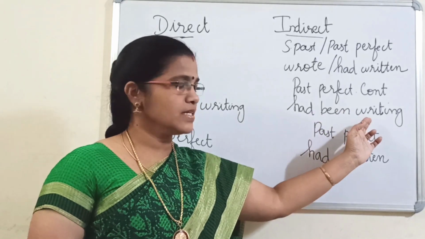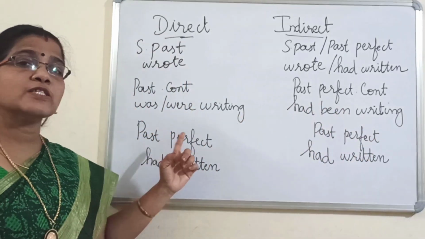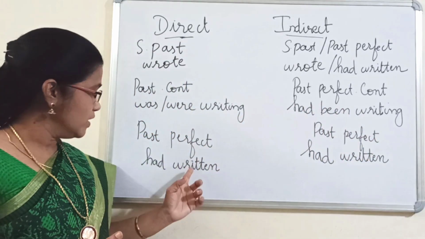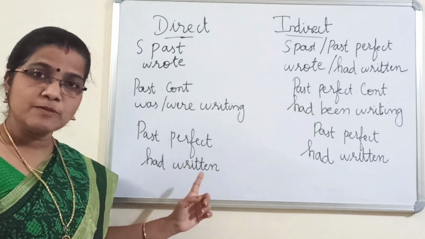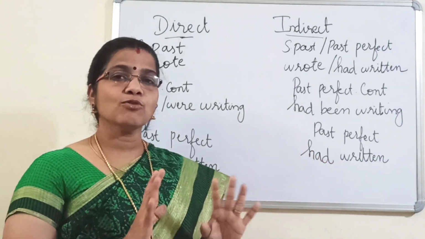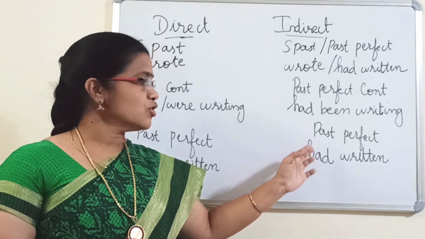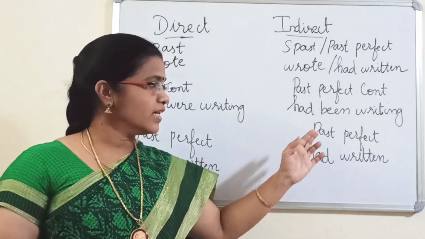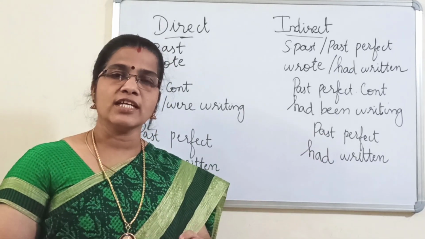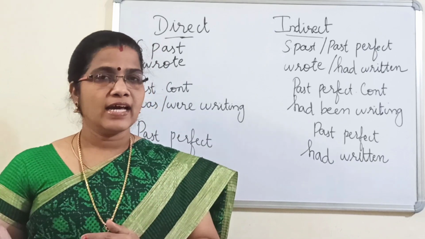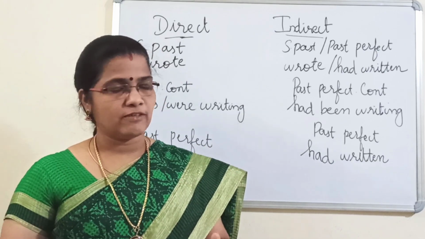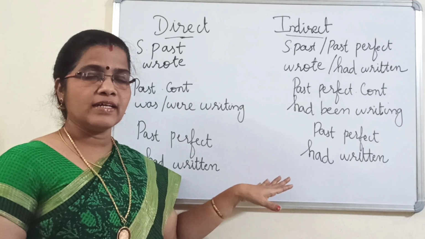So remember this example. Then you have past perfect tense. How does the verb look like? Had written, had plus past participle. Here there is no change, it remains the same, so you get had written itself. Okay, so in past perfect tense, there is no change, you get the same verb in indirect speech or reported speech itself. So I hope this is clear.